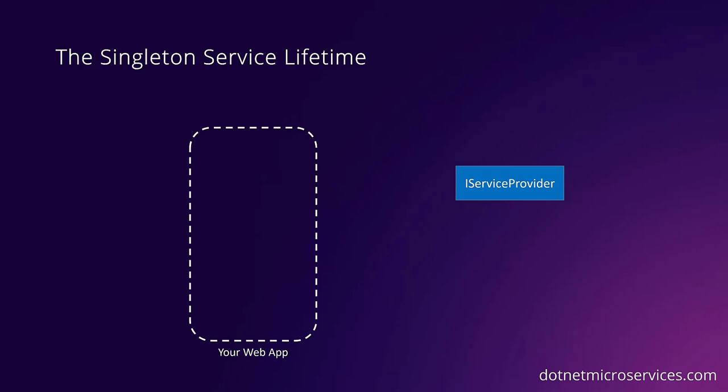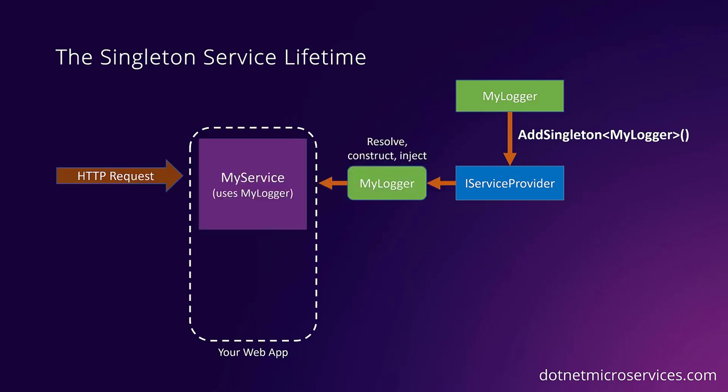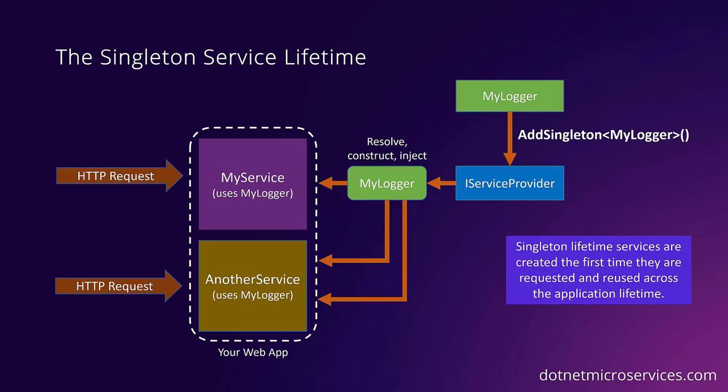Finally, let's say that MyLogger is not cheap to instantiate and it keeps track of a state that should be shared with all classes that request it during the entire lifetime of your application. Then, you will register MyLogger with the AddSingleton method. As usual, when an HTTP request arrives, the IServiceProvider will resolve, construct, and inject a new instance of MyLogger into my service. And if there is any other service that participates in that same HTTP request and that also has a dependency on MyLogger, it will receive the exact same instance of this dependency. But furthermore, if a new HTTP request arrives, the service container will once again provide the same instance of MyLogger to any of the classes that request it. And it will keep doing so until the application is shut down. So, singleton lifetime services are created the first time they are requested and reused across the application lifetime.